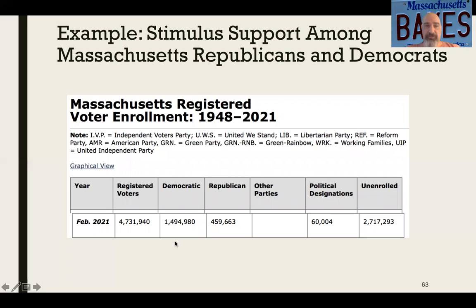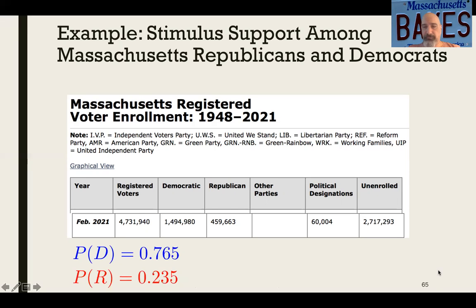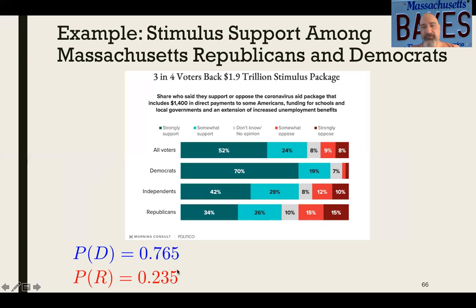We have Massachusetts voter enrollment by party. And, as a reminder, that was the total number of Democrats divided by the total Democrats and Republicans. We'll call that the probability that I choose a Democrat, because I'm only going to look at Democratic and Republican voters. I'm not going to look at those unenrolled in a party. And so if I draw one of those from that set at random, the probability that I get a Democrat is 0.765, probability Republican 0.235.